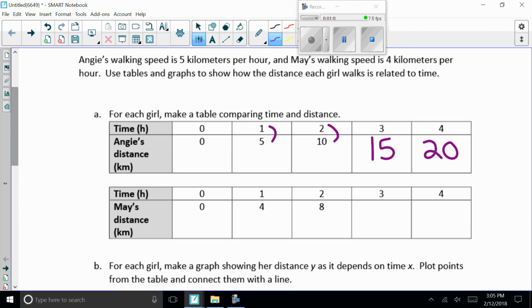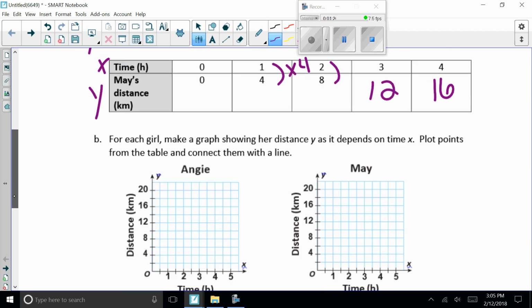May has the same relationship, except that hers is 4 kilometers per hour. So we see we increased by 4 on our y values. So instead of 8, 3 is going to be 12, and 4 is going to be 16. On our top, we multiplied by 5. On the bottom, we multiplied by 4. So we completed the table based on the relationship it gave us.